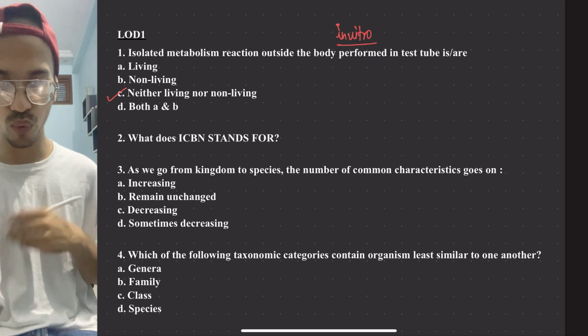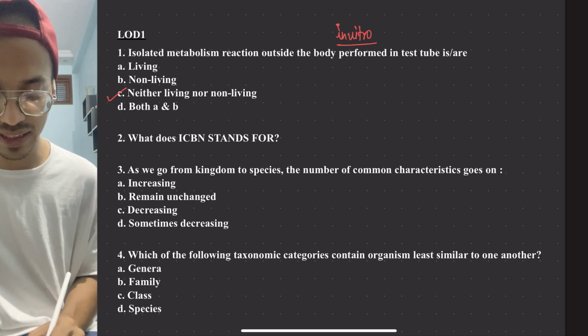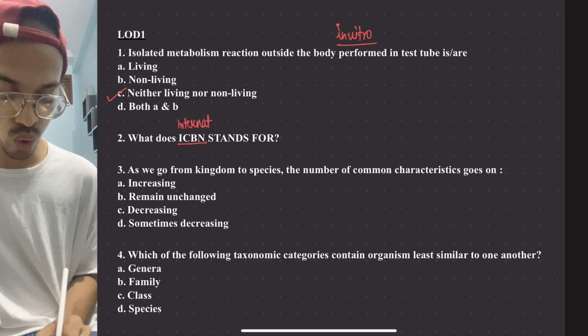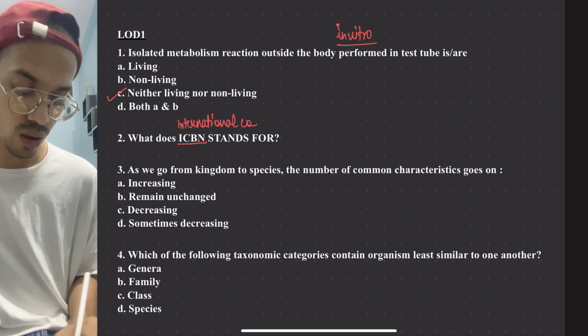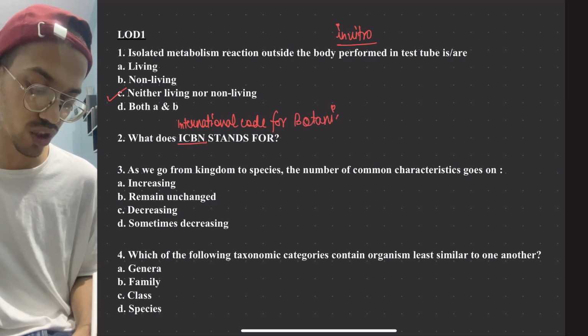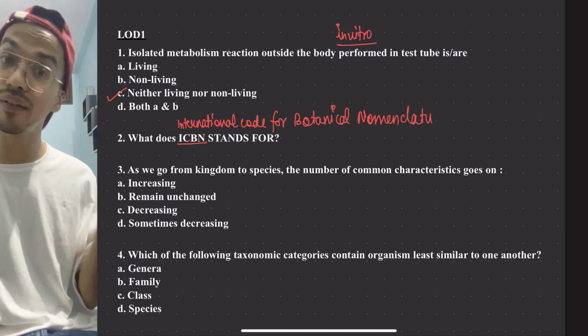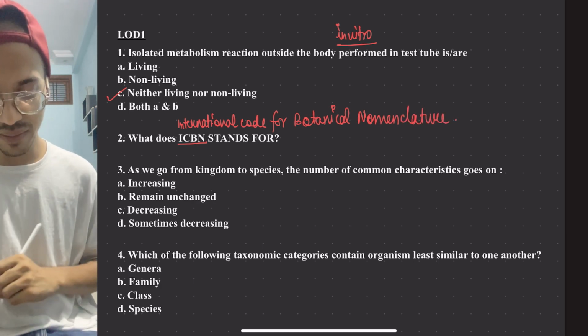Coming up to the next question: what does ICBN stand for? It is a nomenclature agency. That is International Code for Botanical Nomenclature. Okay, always remember it, very important. Then comes the next question.